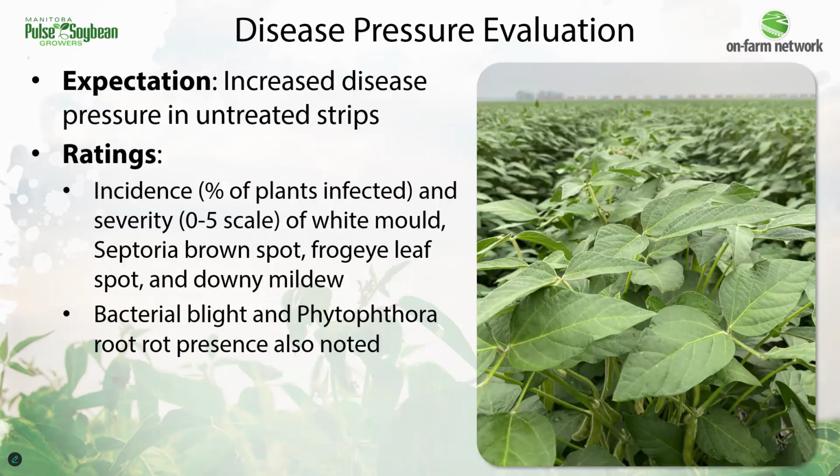In these trials, we rate incidence, or the percent of plants infected, and the severity, or the extent of the disease, of white mold, Septoria brown spot, frog eye leaf spot, and downy mildew. Bacterial blight and Phytophthora root rot are also noted, but they're not controlled by a foliar fungicide application.